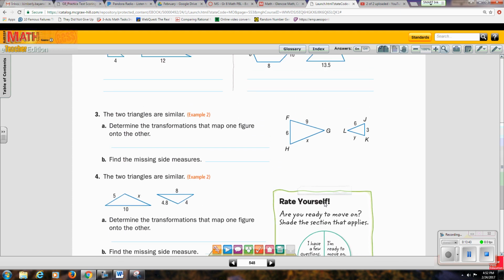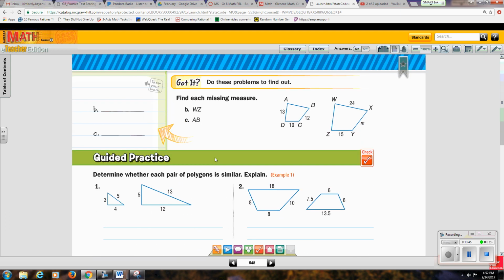Here is what you need to type in for your answer. You need to type in the missing measure for WZ and AB. So type these answers in. I'm going to go ahead and try to help you set it up. We have these shapes, and they're even letting us use the same measurements. We've already found M, but now we're going to find this, and this. So we know that we have 15 over 10, which equals 3 over 2.